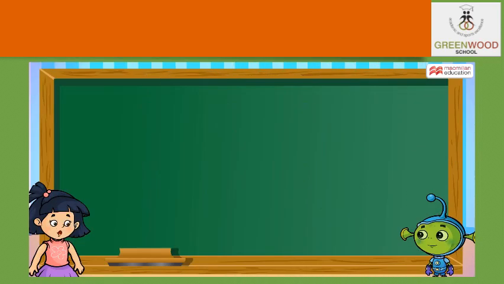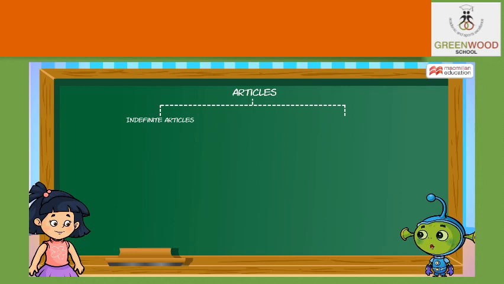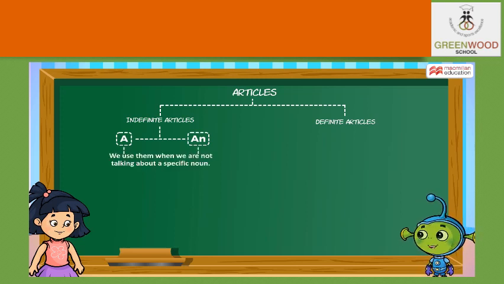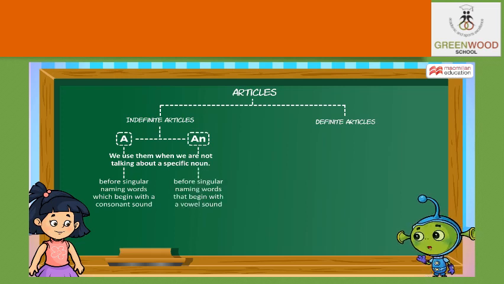Now, for a quick recall, today I learned that articles are of two types, indefinite and definite articles. A and an are indefinite articles. We use them when we are not talking about a specific noun. A is used before singular naming words which begin with a consonant sound. An is used before singular naming words that begin with a vowel sound.